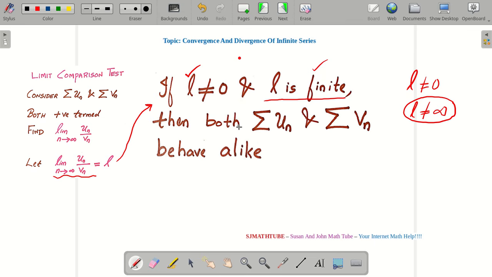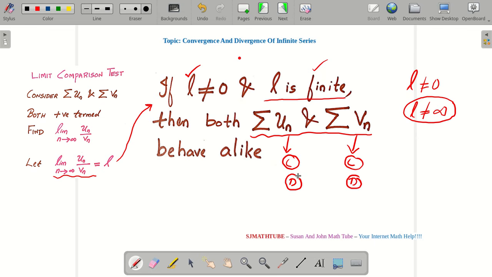So what's the conclusion? If L is not equal to 0 and is finite, then both the series will behave alike. What does it mean to behave alike? If the second one converges, the first one must converge. That is, if sigma Vn converges, then sigma Un must converge. At the same time, if the second one diverges, then the first one must diverge.